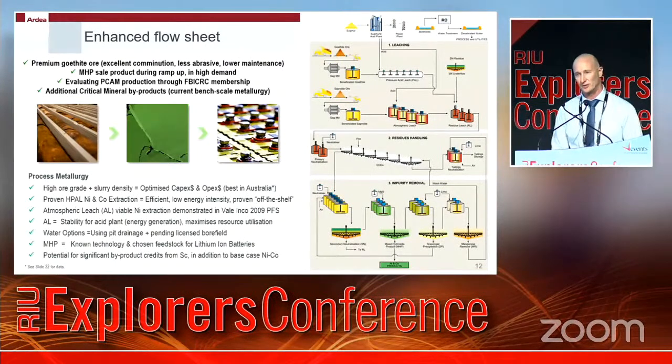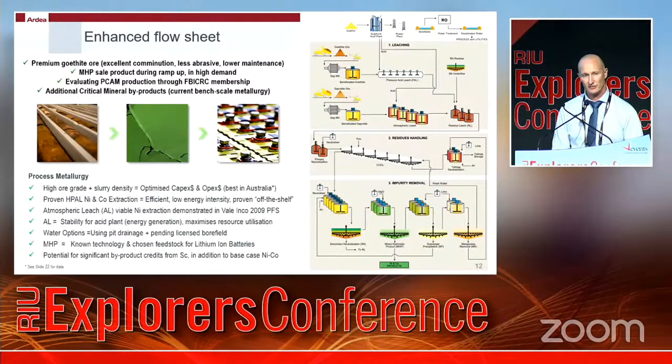The middle photos, the mixed hydroxide precipitate, that's going to be our initial base case, but we're also evaluating the production of precursor cathode active material later this year as well. And of course, it's the MHP that feeds into the lithium-ion batteries, and all the large cathode manufacturers want MHP because they can customise it to their specific battery chemistry.